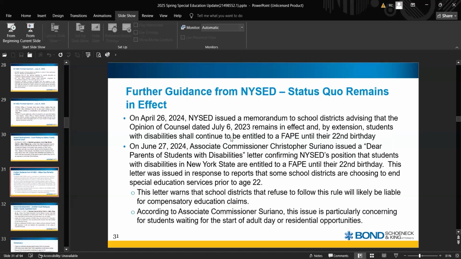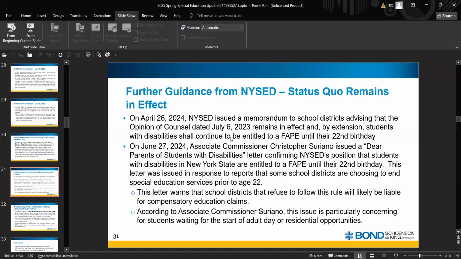All right, so we sort of have this back and forth where a court rules and then SED says something and the court rules and then SED chimes in. So SED responds and issues a memo to school districts advising that their opinion of counsel from July of 2023 is still in effect and that students with disabilities shall continue to be eligible to receive a FAPE until their 22nd birthday.